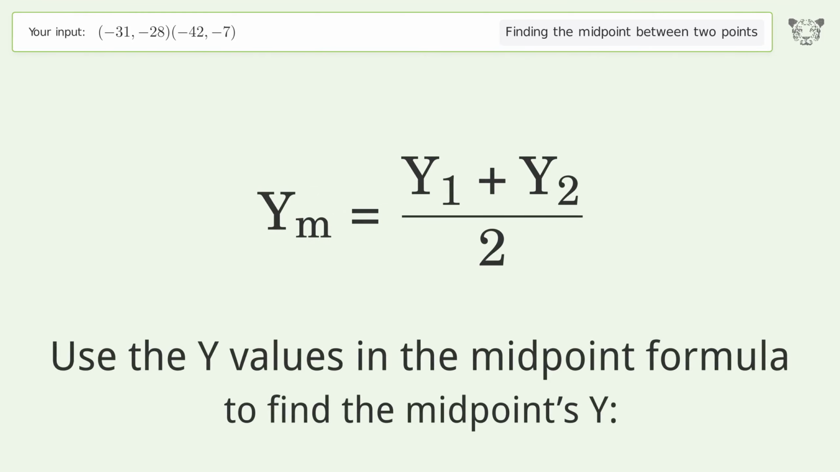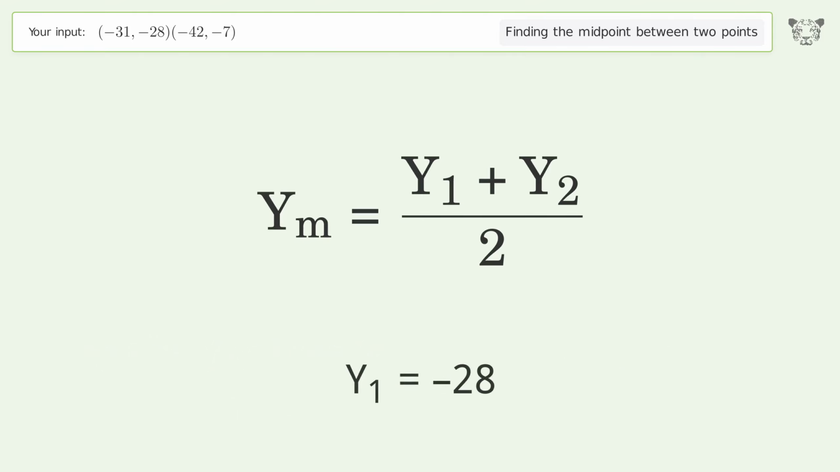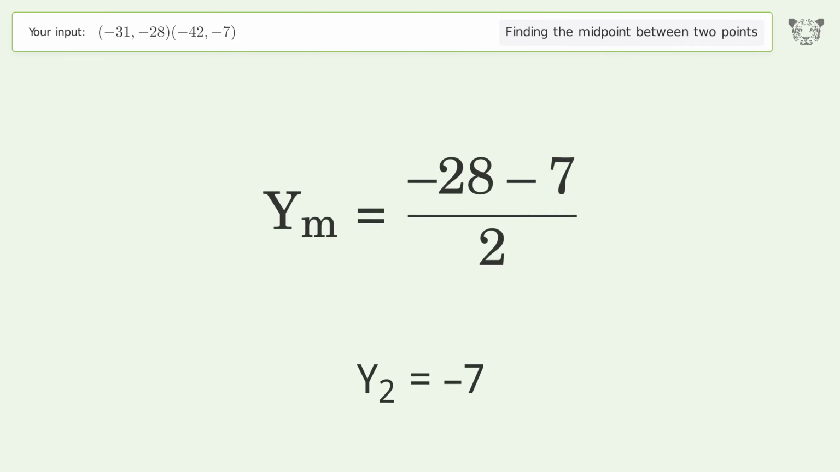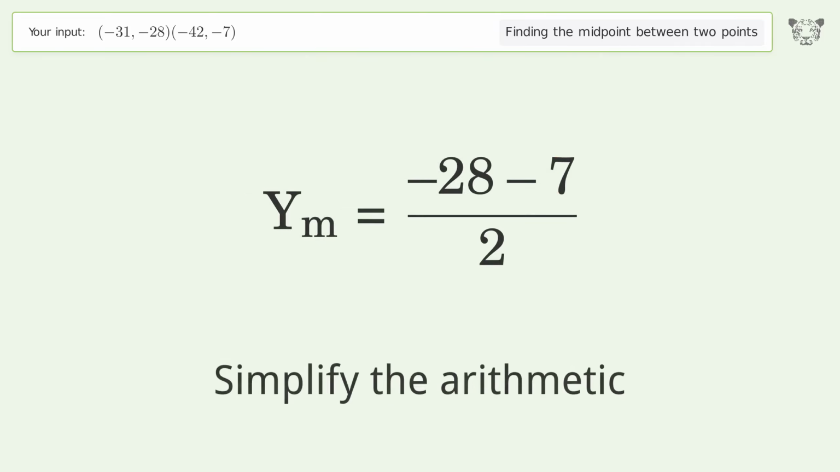Use the y values in the midpoint formula to find the midpoint's y. y1 equals -28. y2 equals -7. Simplify the arithmetic.